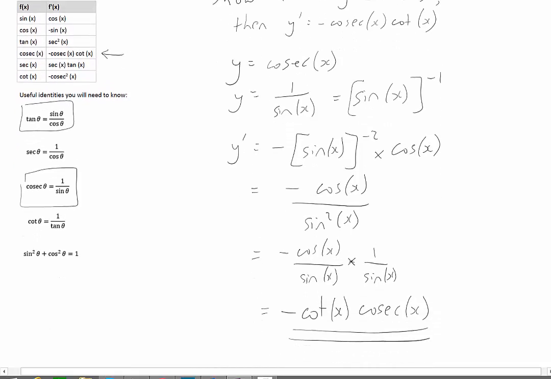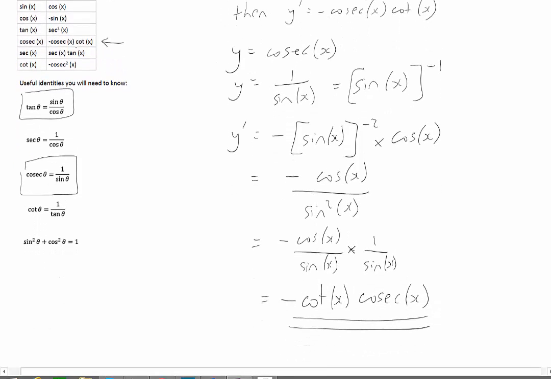Because if we come back to our table, where are we? There it is at the top. Negative cosec cot. I know, they ran the wrong way, but it's still the same thing. Negative cot cosec.